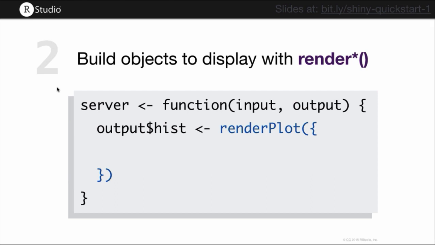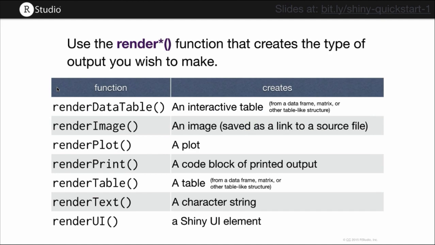The second rule for using the server function is that what you save into output should be something built with a render function. So Shiny provides a third family of functions, and these are render functions. The render functions work together with the output functions to place an R object as HTML into your Shiny web page. Just like the output functions, there are different render functions for rendering different types of output. For example, we have renderPlot, renderTable, renderText. In many cases, there's a direct analog between a render function and an output function, like renderPlot and plotOutput.